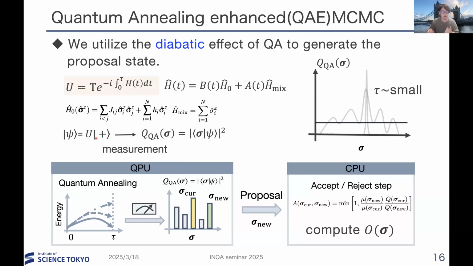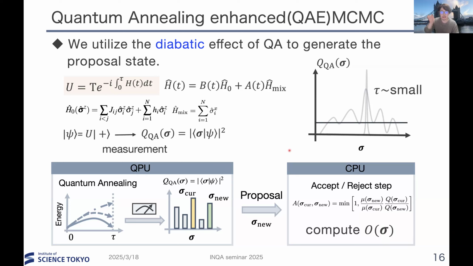In the quantum annealing, we start from the trivial ground state of the mixer Hamiltonian, and we multiply the time evolution operator, and after the measurement, the wave function of QA can be represented like this. This is a proposal distribution of the quantum annealing. This is a schematic picture, and we sample from this distribution, and we determine whether the proposed sample is accepted or not by using this Metropolis independent acceptance probability and compute the observable.